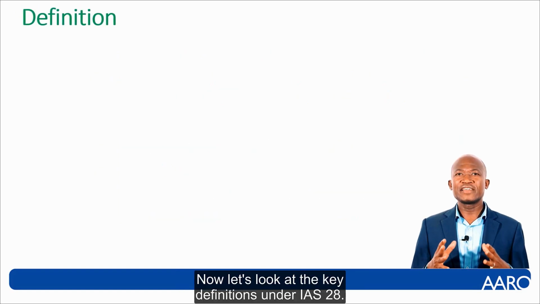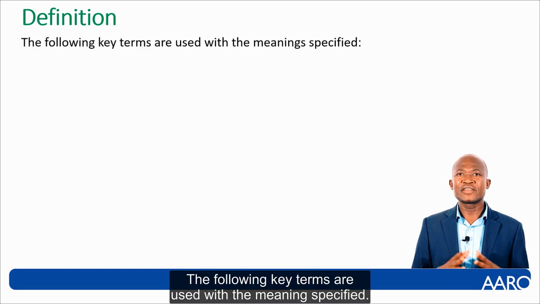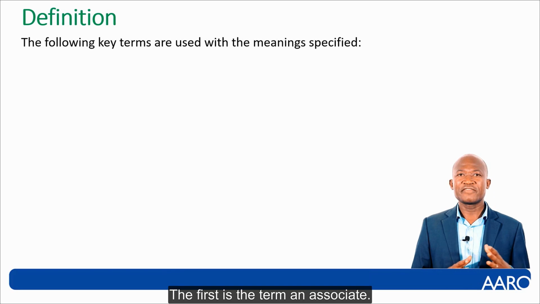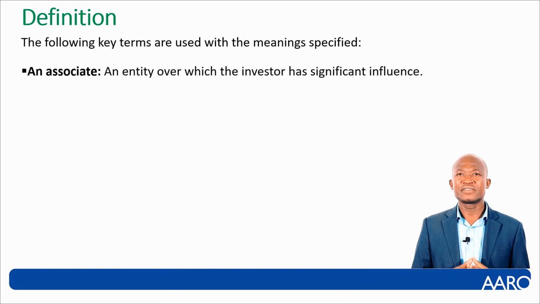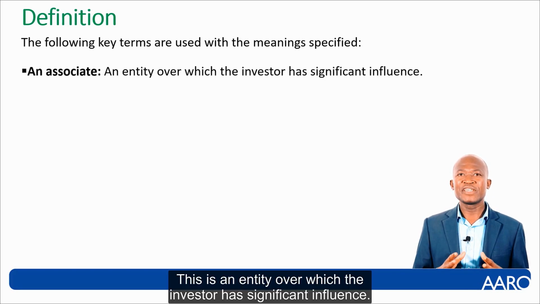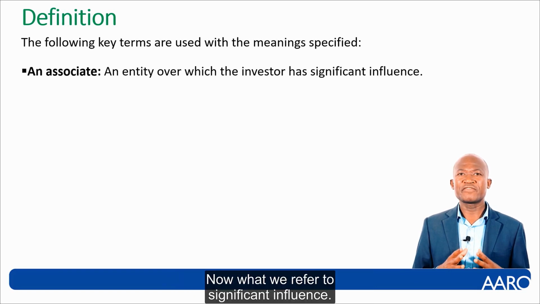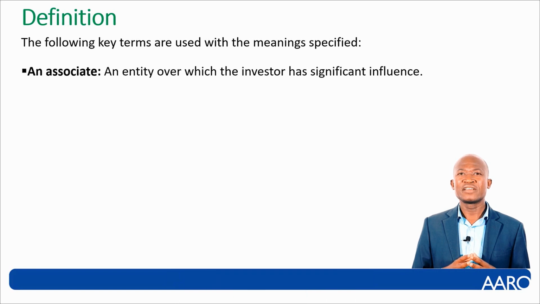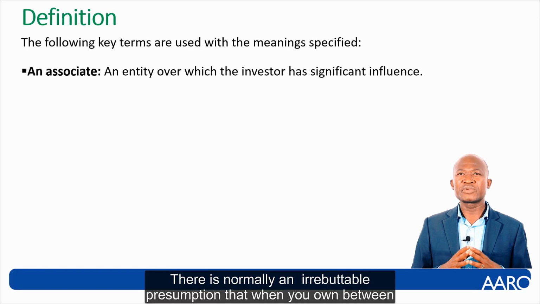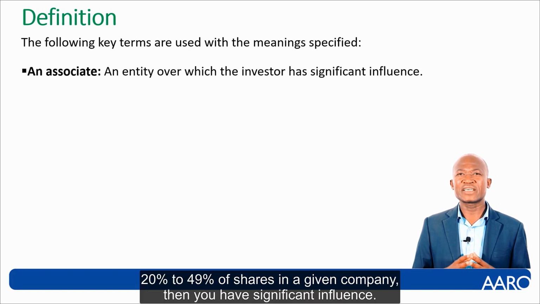Now, let's look at the key definitions under IAS 28. The following key terms are used with the meaning specified. The first is the term an associate. This is an entity over which the investor has significant influence. Now, what we refer to as significant influence, there is normally an irrefutable presumption that when you own between 20% to 49% of shares in a given company, then you have significant influence.